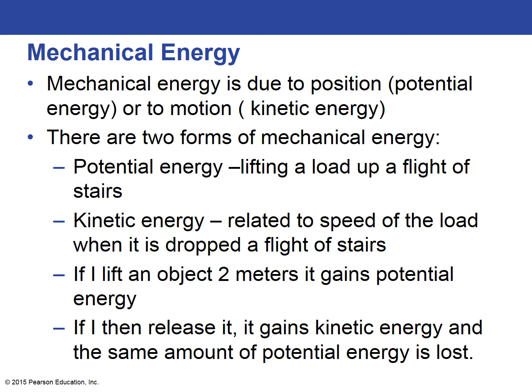So if I lift an object by 2 meters, it's going to gain a certain amount of potential energy. And then if I release it, that potential energy is converted back to kinetic energy as it falls or loses that potential energy. So as it falls 2 meters to the ground, it will have gained a certain velocity when it hits the ground, but it will have lost all of its potential energy.